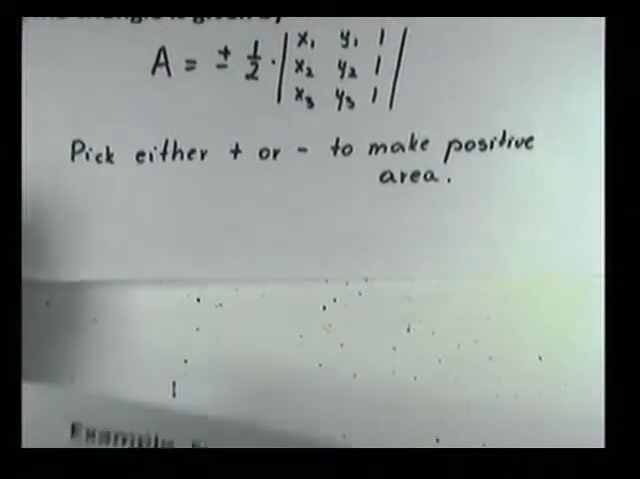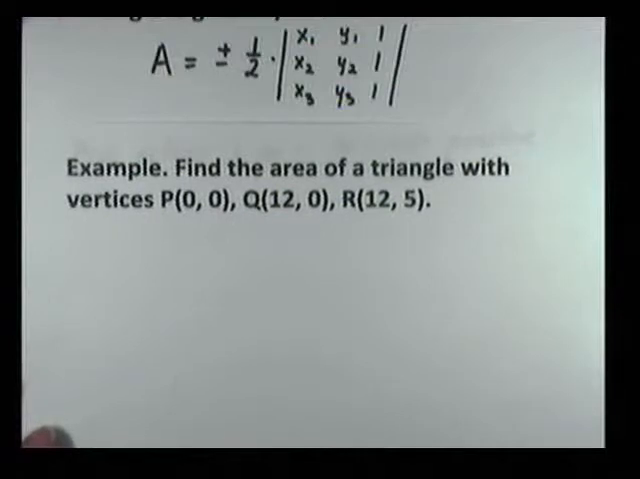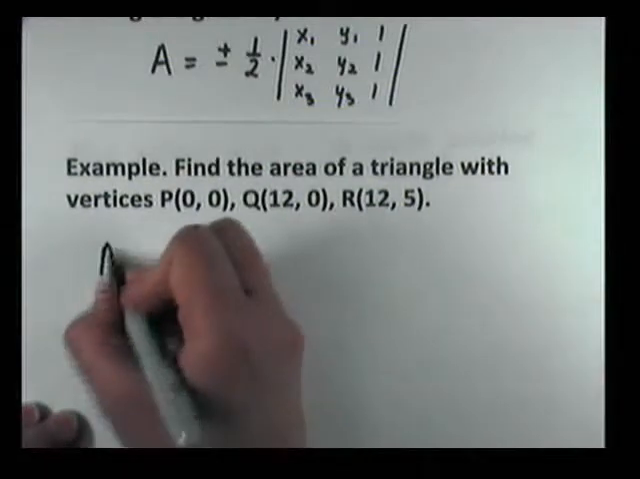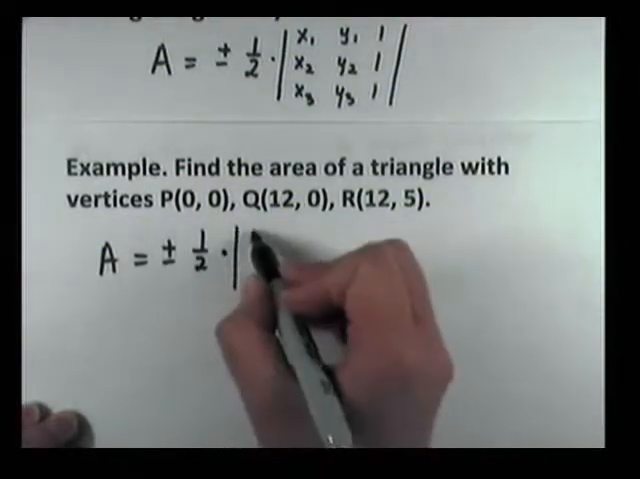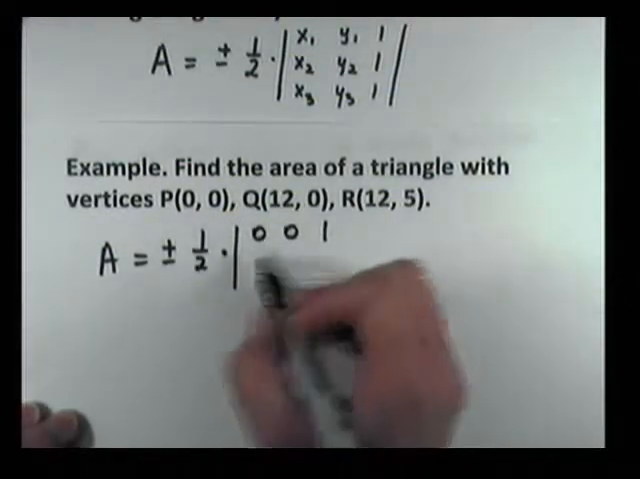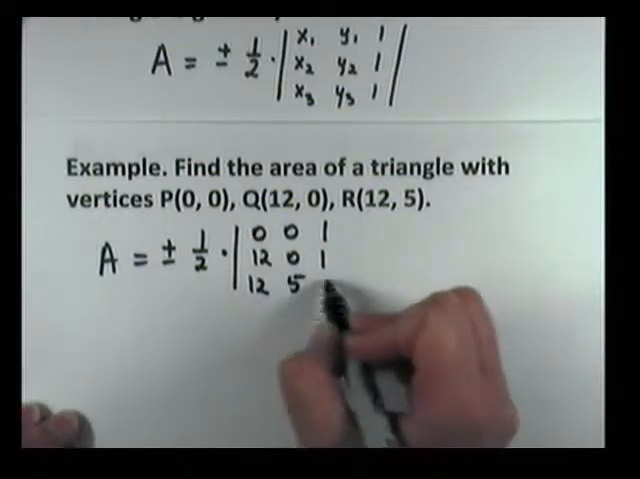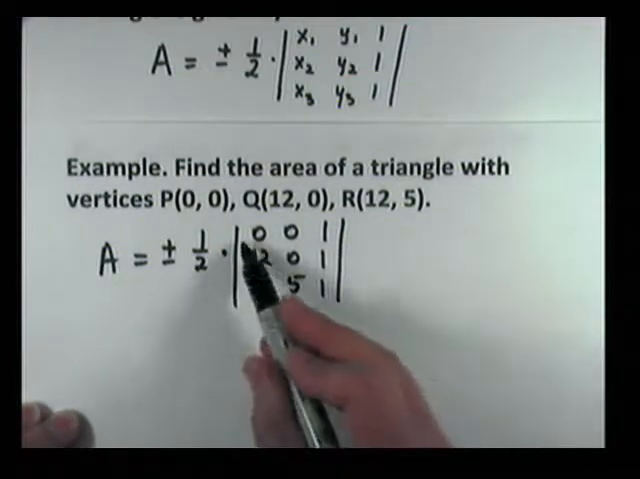So let's see on example how that works. Find the area of a triangle with vertices 0, 0, 12, 0, and 12, 5. So we said that area is equal plus or minus 1/2 times the determinant 0, 0, 1, 12, 0, 1, and 12, 5, and 1. So we need to find this determinant, expand by the first row.